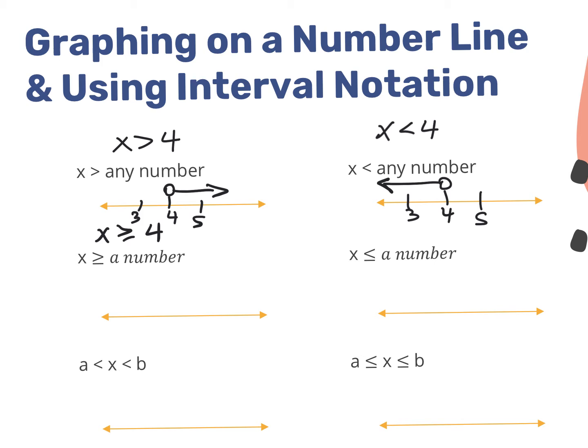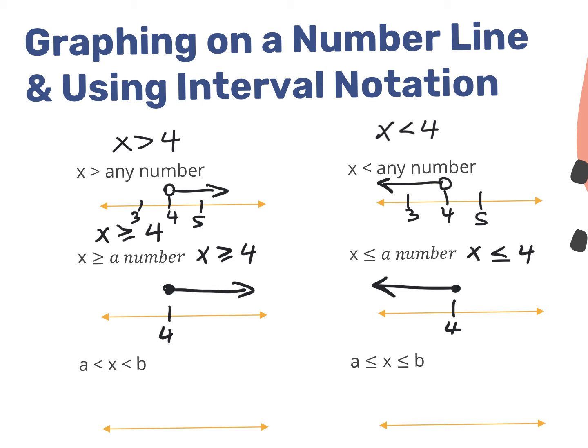However, if it's a greater than or equal to, then it's going to be a closed circle. And then you point it in the direction. So greater than goes to the right, less than goes to the left. So here, x greater than or equal to 4. Here I'm going to graph x is less than or equal to 4, closed circle, pointing to the left.